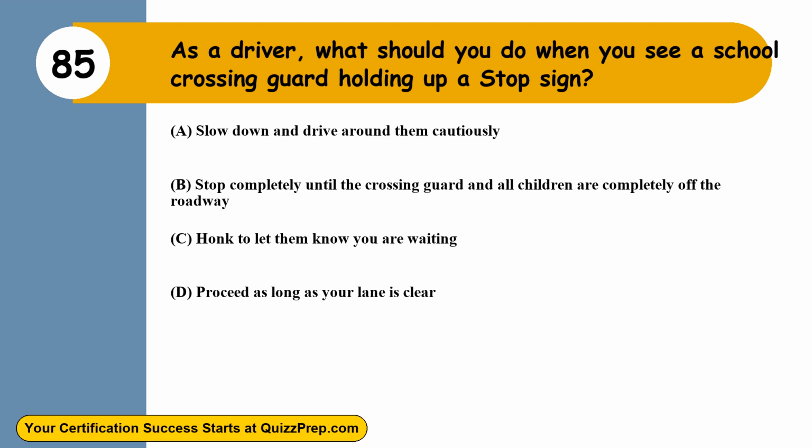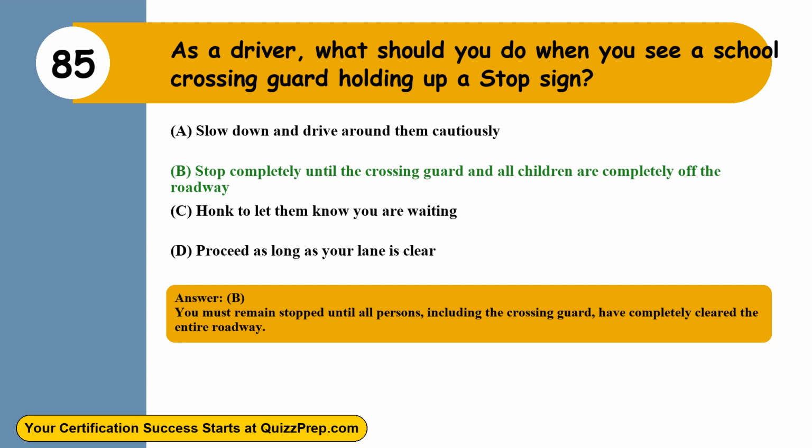Question 85. As a driver, what should you do when you see a school crossing guard holding up a stop sign? Option A, slow down and drive around them cautiously. Option B, stop completely until the crossing guard and all children are completely off the roadway. Option C, honk to let them know you are waiting. Option D, proceed as long as your lane is clear. The correct answer is option B. Stop completely until the crossing guard and all children are completely off the roadway. You must remain stopped until all persons, including the crossing guard, have completely cleared the entire roadway.